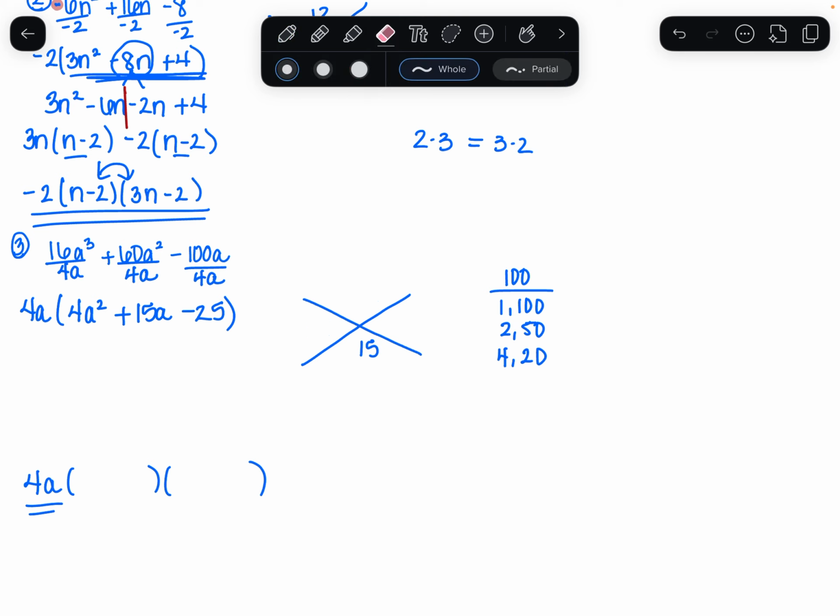Some of you are watching this and thinking, oh my gosh, she made a mistake. Is she going to catch it? Yes, I did. I caught it. 4 times negative 25 is negative 100. Oh, but it still works out. Huh, that's funny. Okay, I don't know what I'm doing.